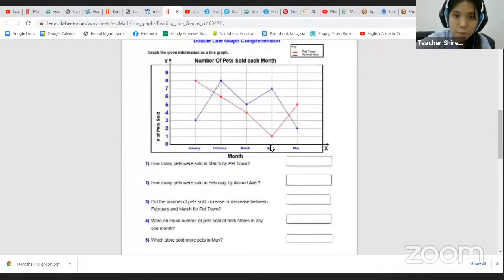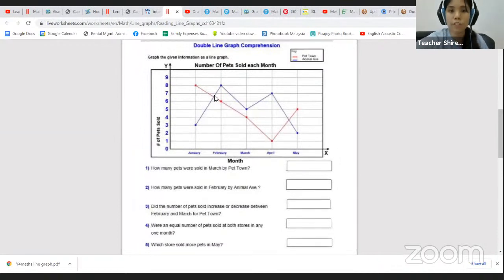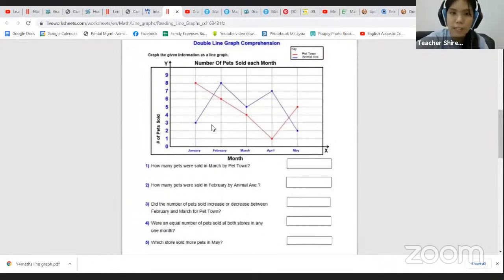Because this one is a little bit confusing, because this one has two lines together. So this is how the double line graph looks like. How many pets were sold in March by Pet Town?